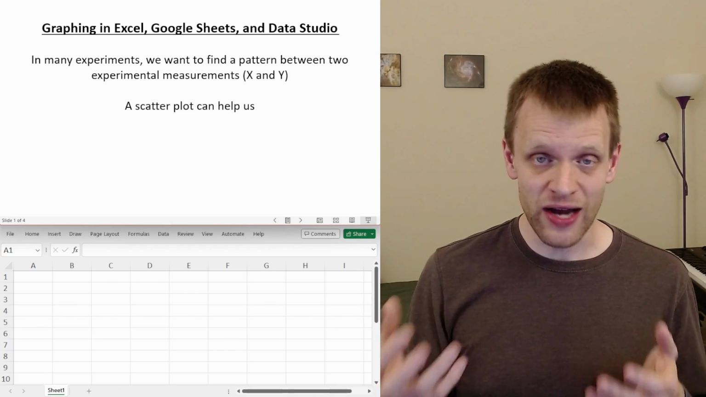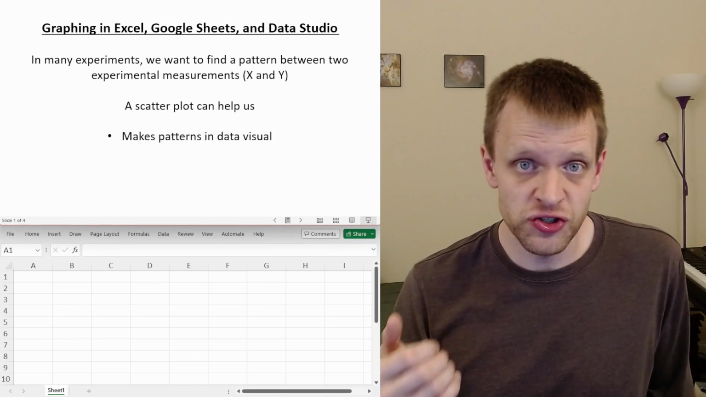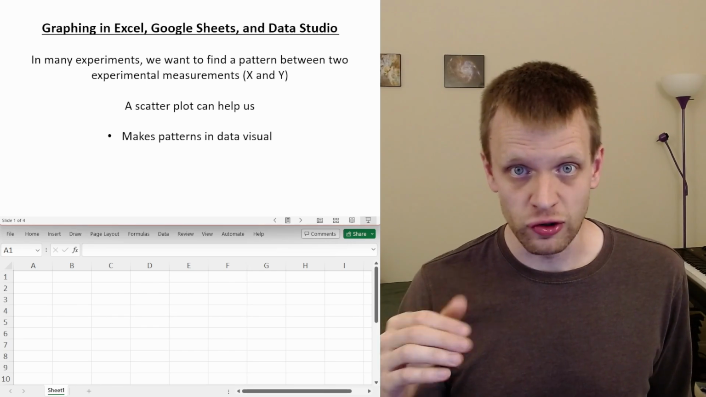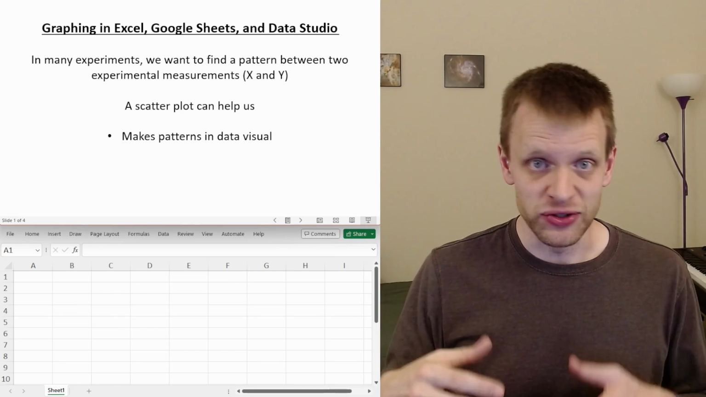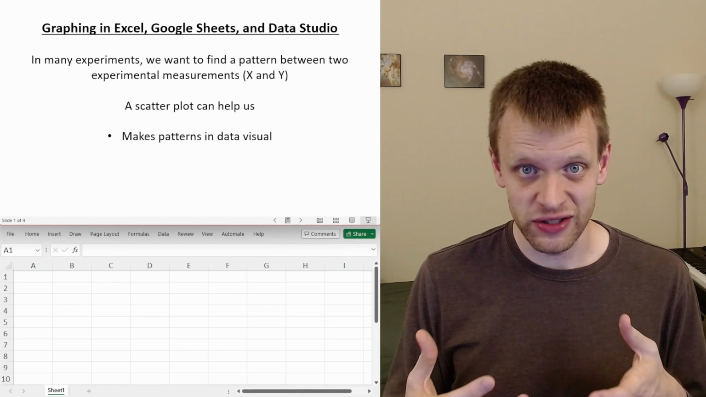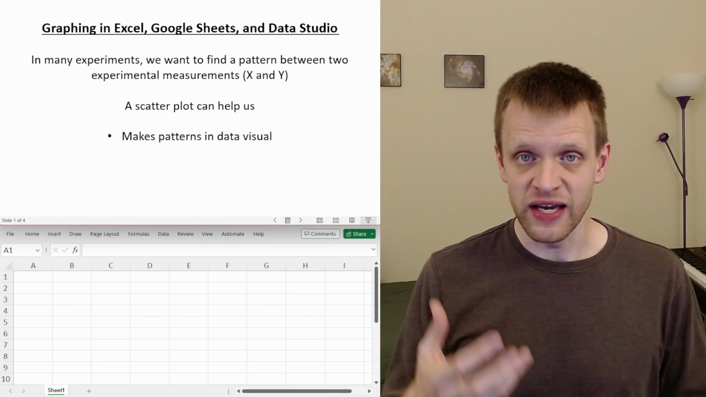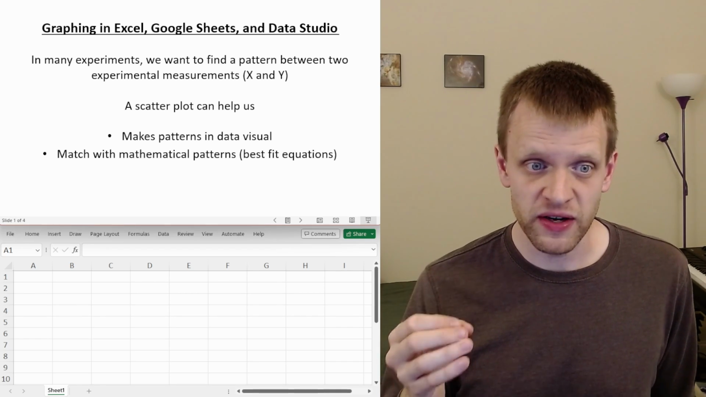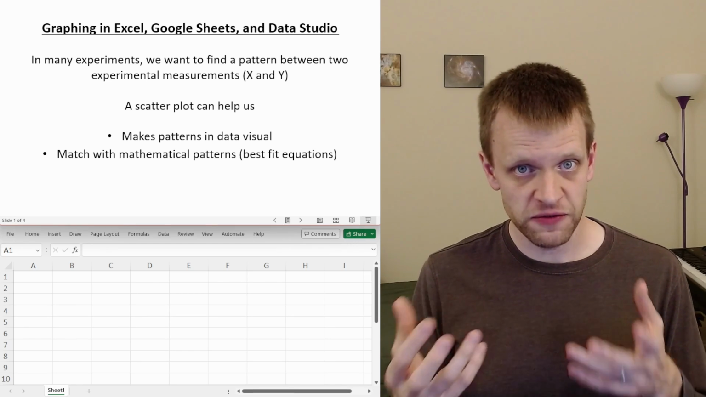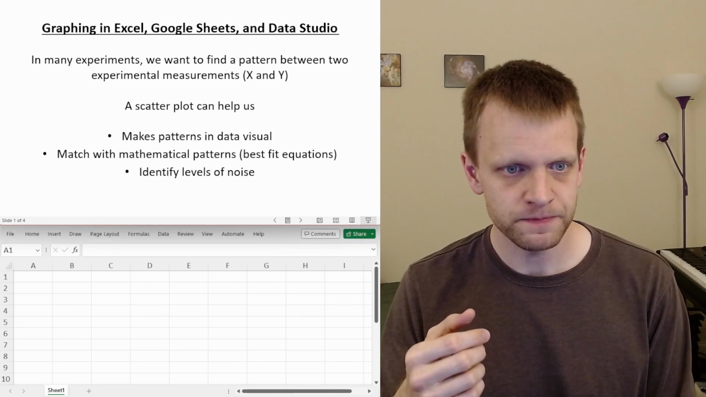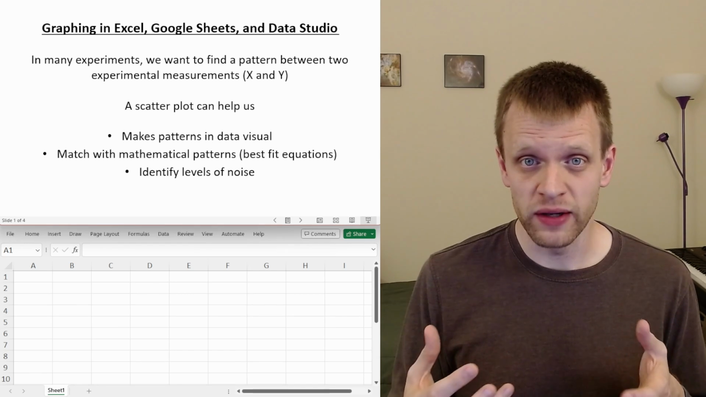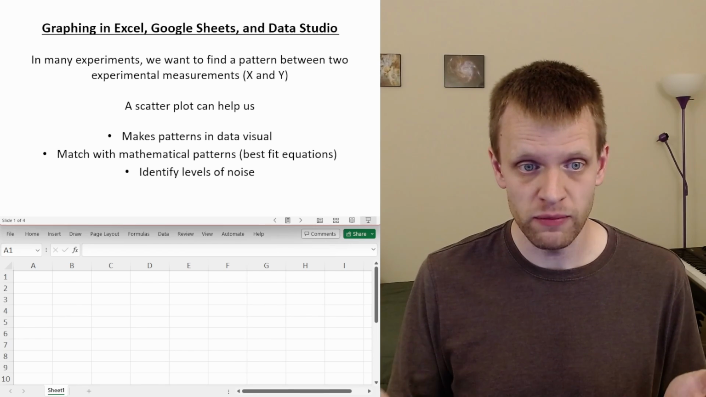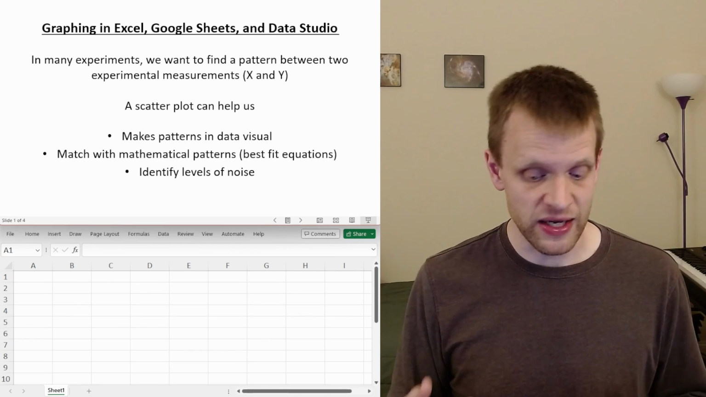And again, these scatter plots can do a lot of different things. First, if there's a pattern in that data, it helps make that pattern visual rather than just looking at a stream of numbers, which can be hard to interpret, to know what that data actually implies or means. It makes those patterns visual. It allows us to match this data with specific kinds of mathematical patterns and generate best fit equations so we can quantify these patterns. It also helps us identify what levels of noise are present in our data. All data has noise, and we probably want to know how much. These graphs can help us do all of this and more.